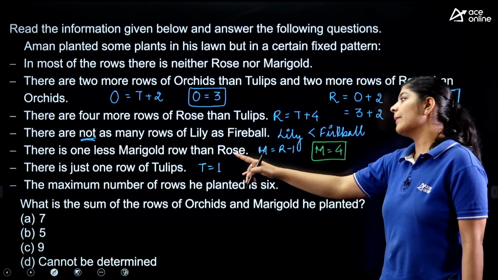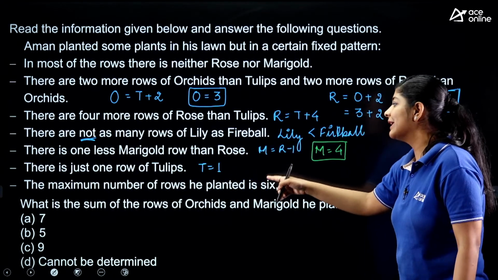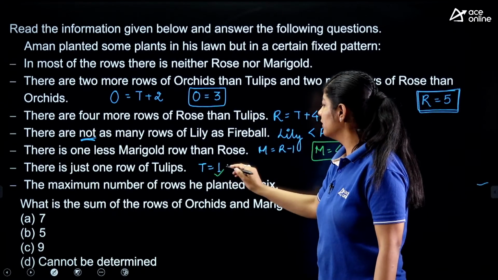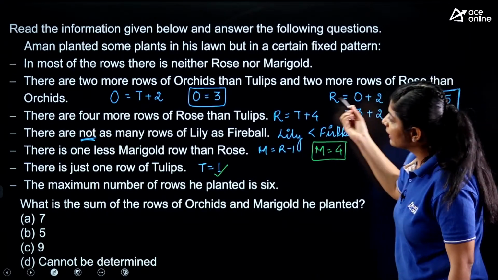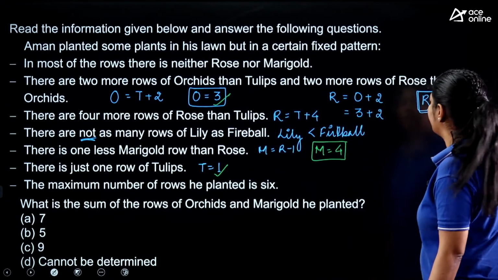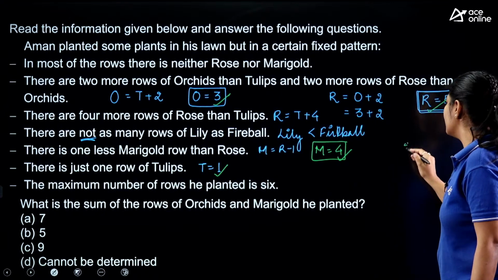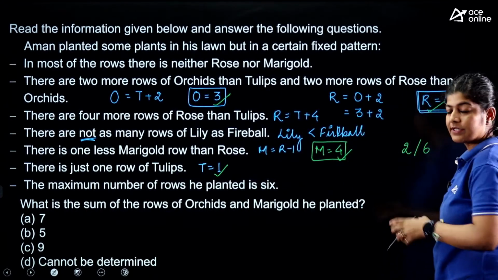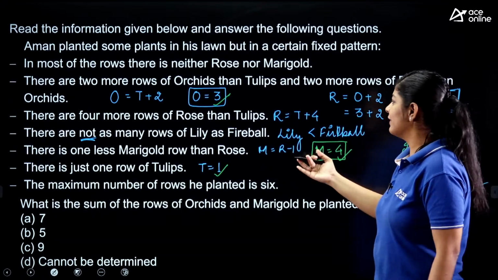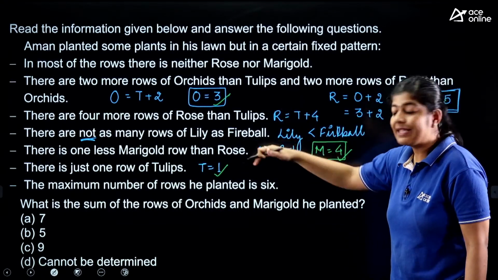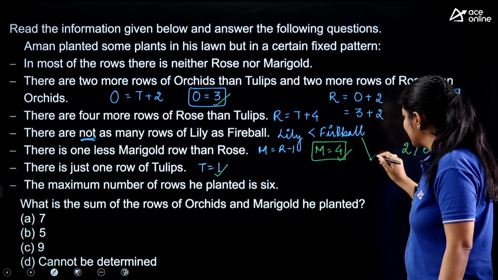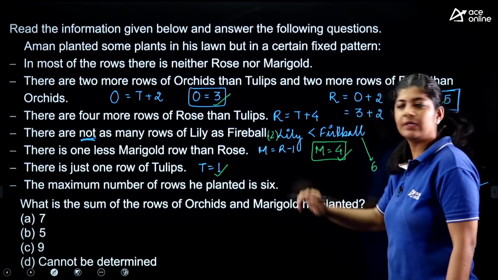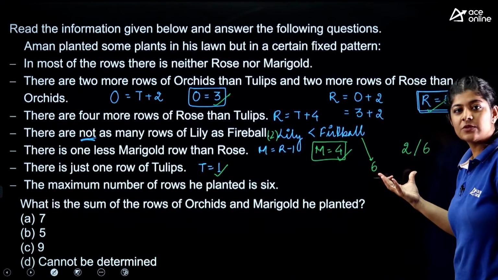The maximum number of rows he planted is 6. And here if you see, we are having 3, 5 and 4. Now we are only left with 2 and 6 and we are also left with 2 types of flowers. So it is given that the number of rows of lily are less than the fireball. So we can say that here this is 6 and this is 2. We can just simply assume it, right? As per the rest of the values.